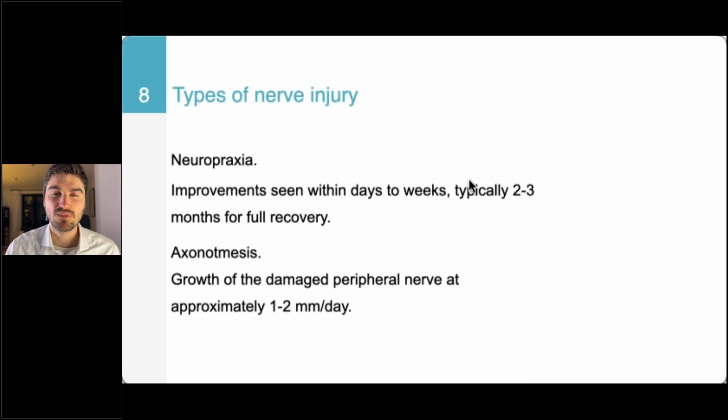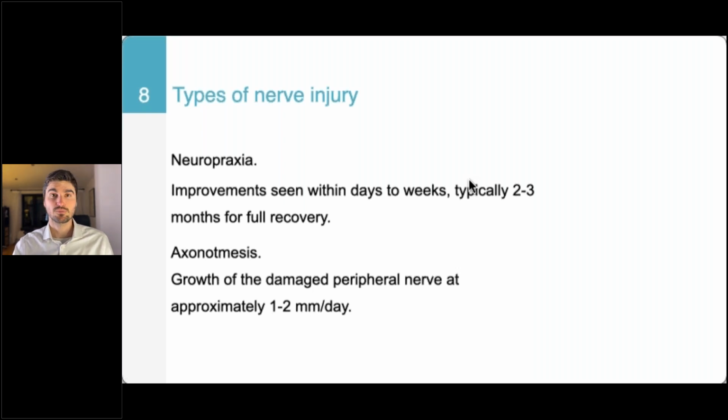So an axonotmesis, it's that the axon is damaged, but all the connective tissue is still there. So the endoneurium, the perineurium, the epineurium is all there, but the axons have been damaged. And often that's going to be through a crush injury. So we have a crush where the actual internal part of that axon is damaged and it needs to regrow. Now it can repair, but it depends on how severe the injury was.